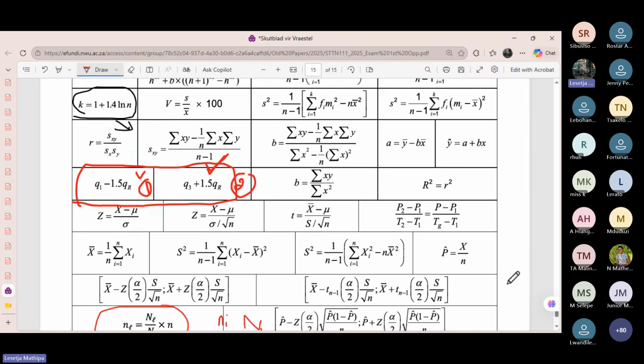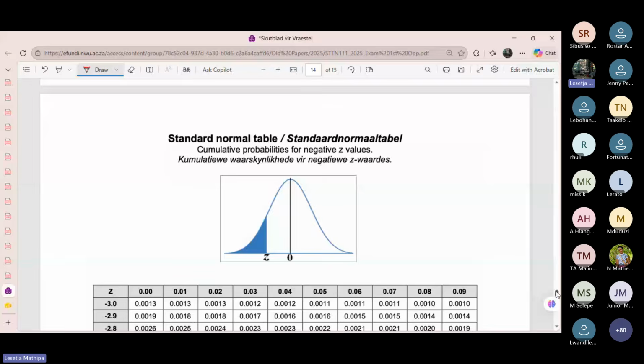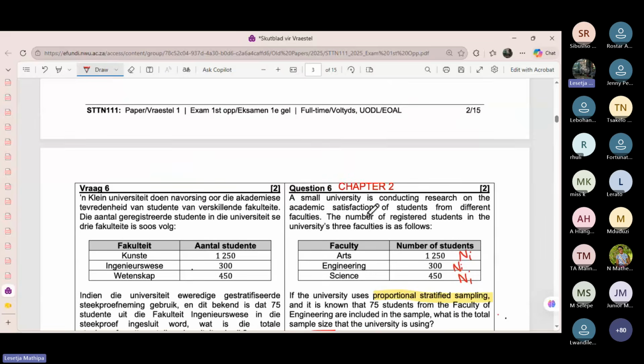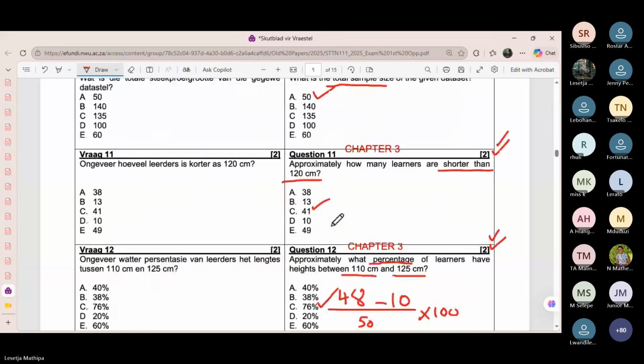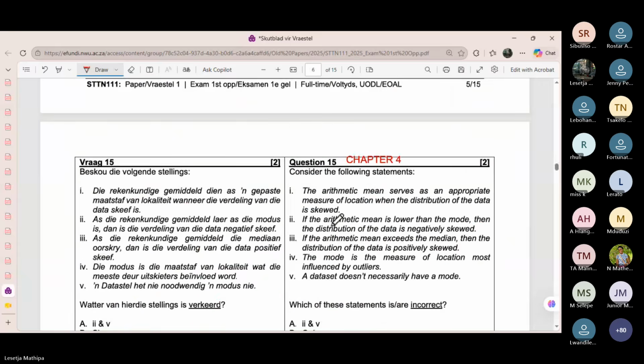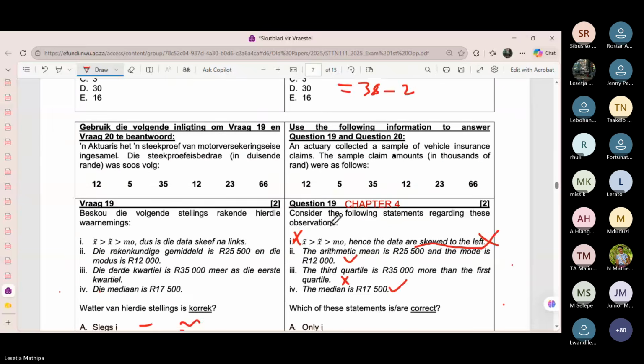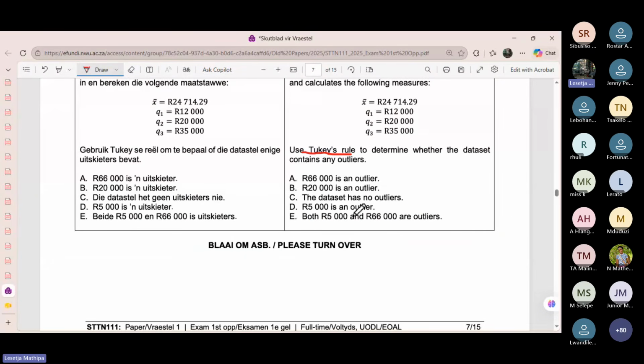So let's go back to our question. If you are fast, please let me know. I want you now to calculate Tukey's rule, the upper bound and the lower bound. Then after, we can discuss the answer. The answer is going to be A, B, C, D, or E. I want you to use those two formulas that I've shown you, the upper bound formula and the lower bound formula. Then please let me know when you have finished.